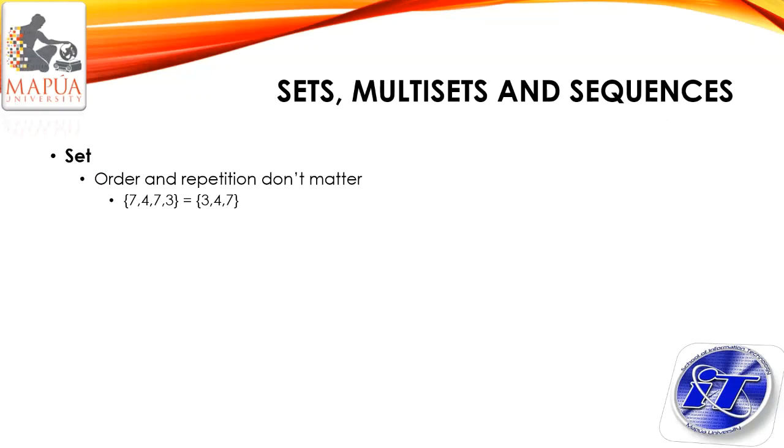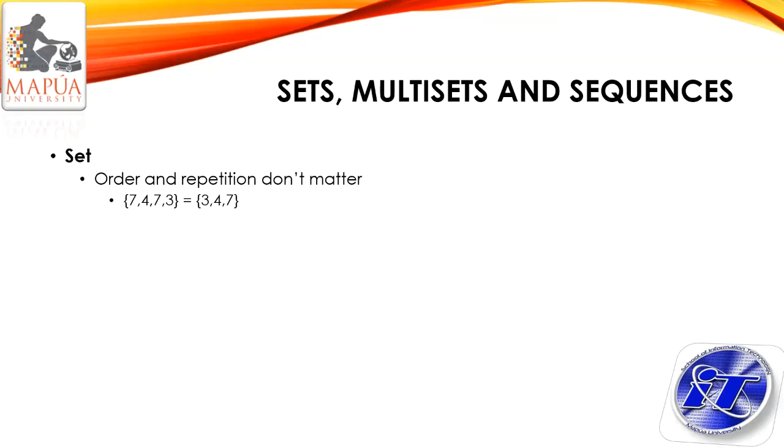So we already discussed this in CS 137 in our discrete math. So what is a set? Order and repetition don't matter. For example, a set that contains 7, 4, 7, 3 is equivalent to a set that contains 3, 4, 7. The two 7s are just considered as one 7, and the order doesn't mean anything. You could change the order, and you still have the same set.